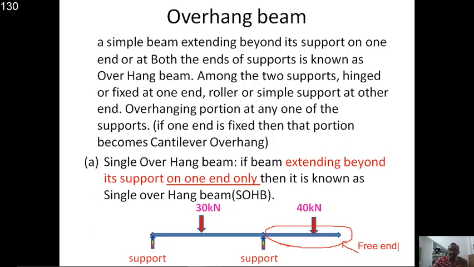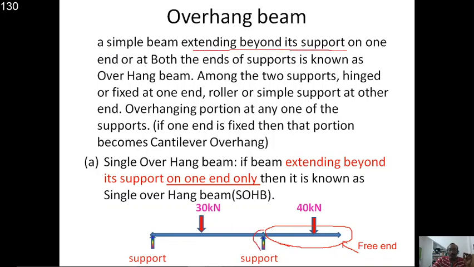A cantilever requires a fixed support. So please note that if it is to be a cantilever portion, then it requires a fixed end. But here it is a simple support, right? And coming to what an overhang beam is, what it says is that it is a simple beam extending beyond its support.